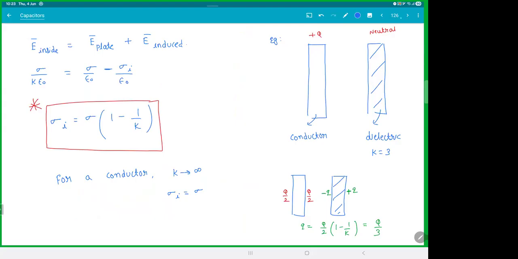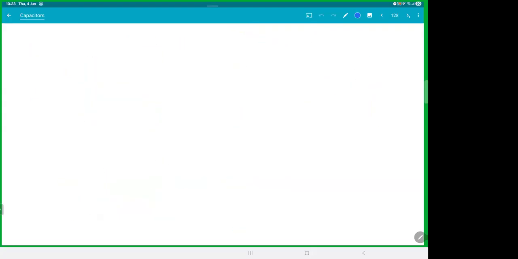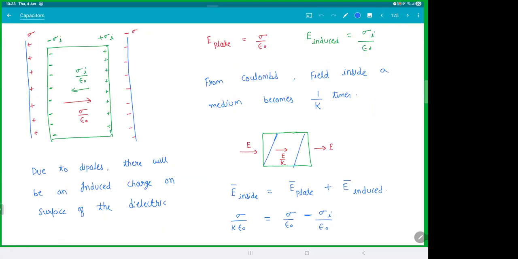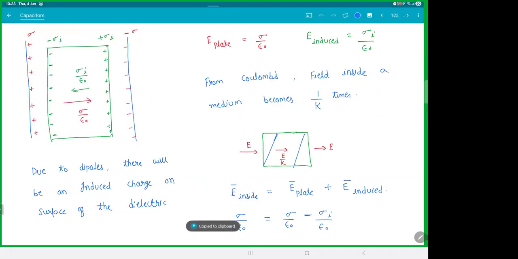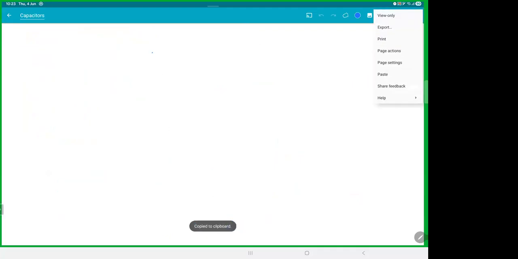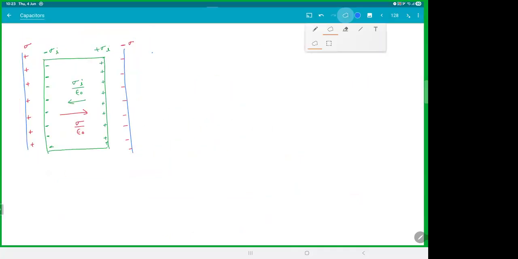So this is what happens here, and because of this dielectric slab, we can also just take the picture from here. We define something called polarization. Polarization is defined as the dipole moment of the induced charges per unit volume. That's the definition of polarization.